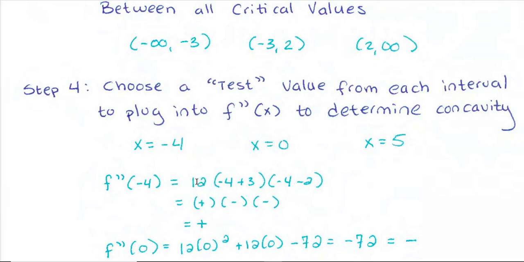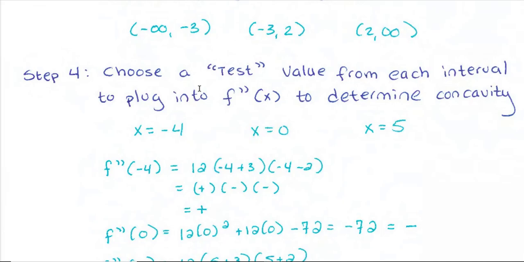You just need to know, is it positive or is it negative? Well, 12 will be positive. Negative 4 plus 3 is negative. Negative 4 minus 2 is negative. And a positive times a negative is a positive. So that means the second derivative is positive on this entire interval, which means your original function is concave upwards on this entire interval.